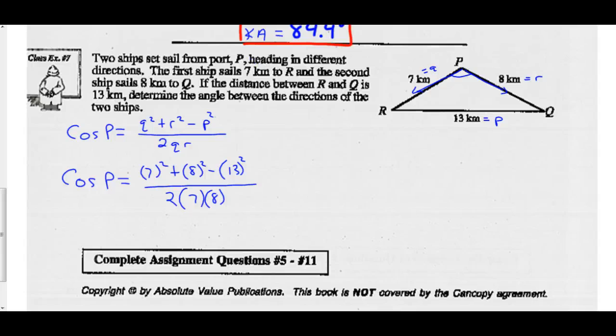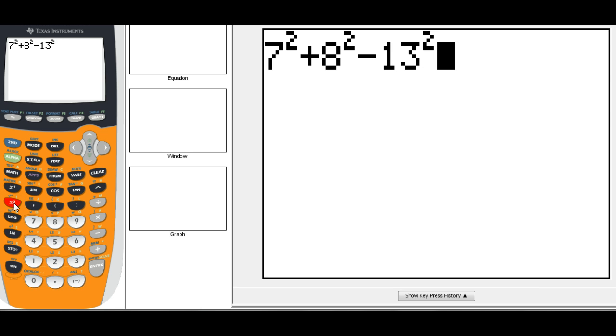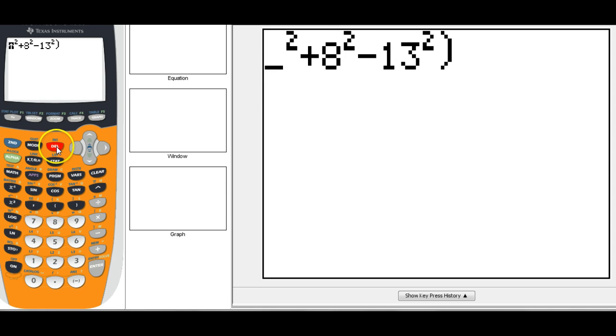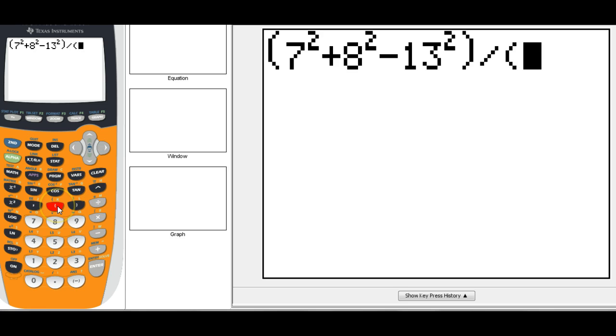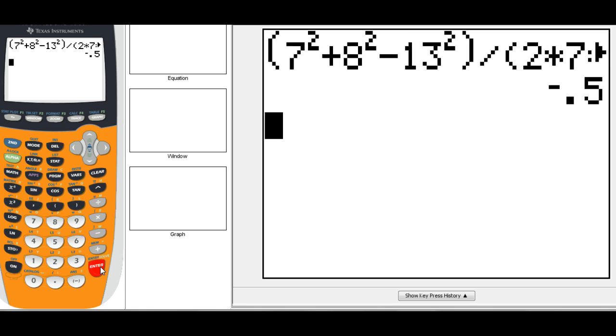Calculator work. Let's do that. So we have 7 squared plus 8 squared minus 13 squared. Now I didn't put this in brackets, so let's make sure we do that. Make sure you put your numerator in brackets. So I better go back to the start of this statement and insert that bracket. So 7 squared plus 8 squared minus 13 squared, divided by, and in my denominator I should put brackets, 2 times 7 times 8. Close the brackets in my denominator.